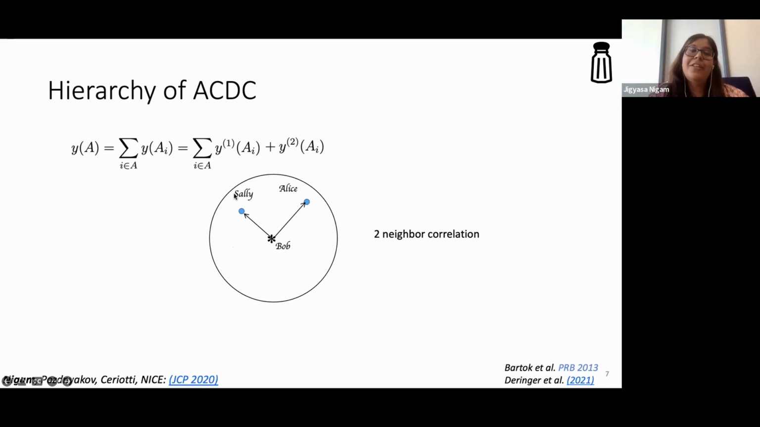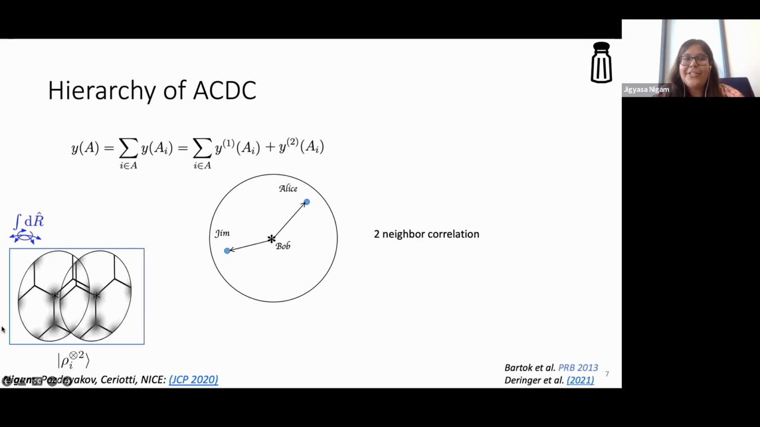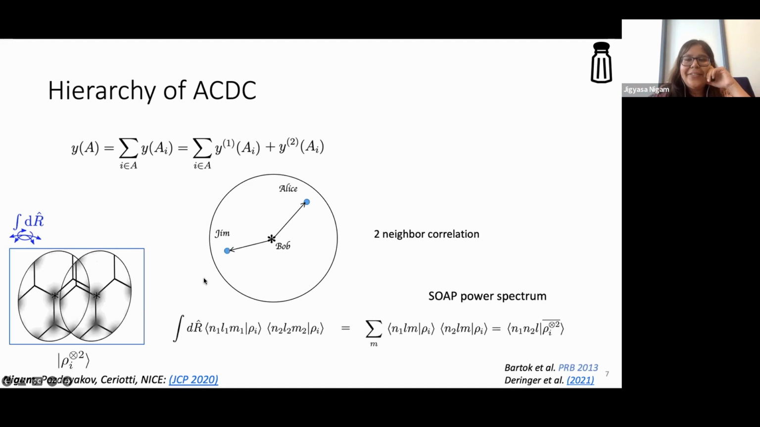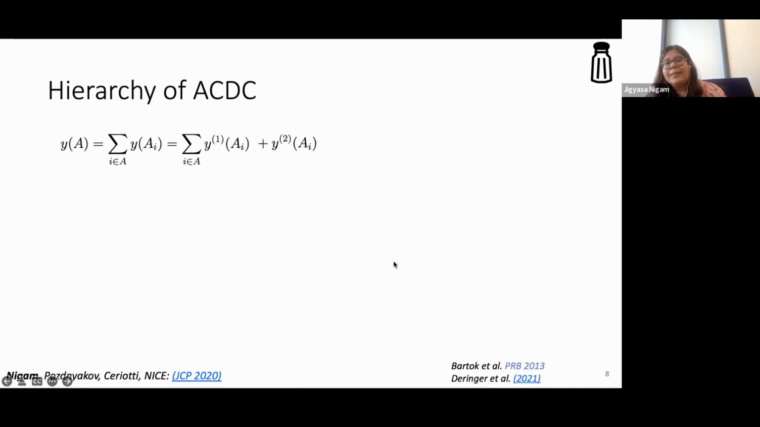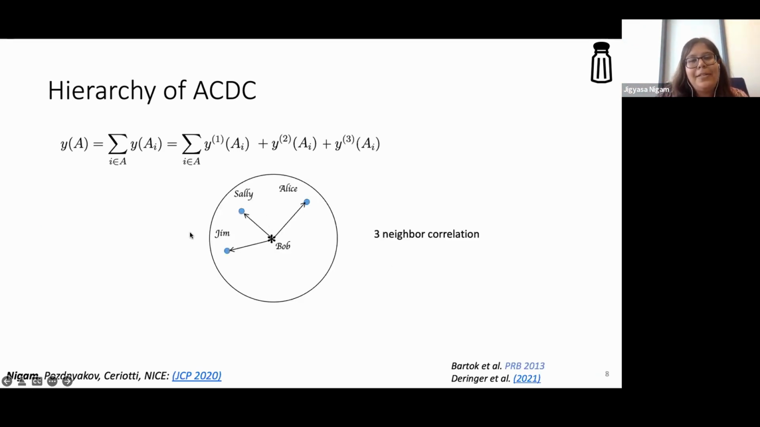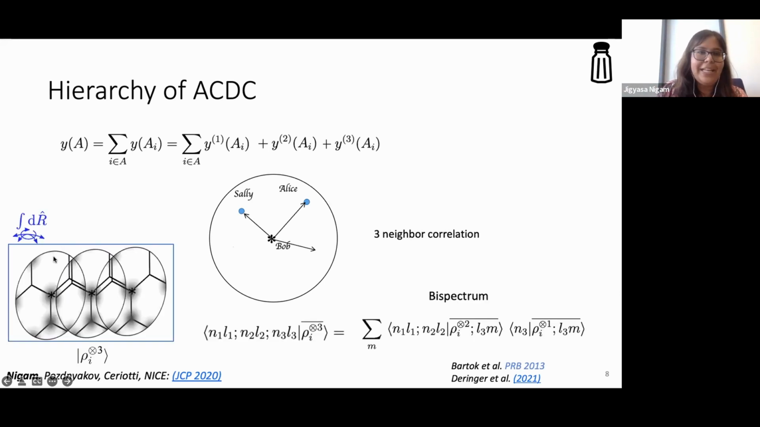So all energies of triplets. And again, you would get this naturally by integrating over rotations of two copies of your density. And this you've probably heard of as SOAP power spectrum or power spectrum in general. And this is basically a two neighbor correlation. And then you can go on and on. So here we again now look at Bob's interaction with three of his neighbors, and we construct a three neighbor correlation. And this is something that you get by integrating over all rotations three copies of your density.